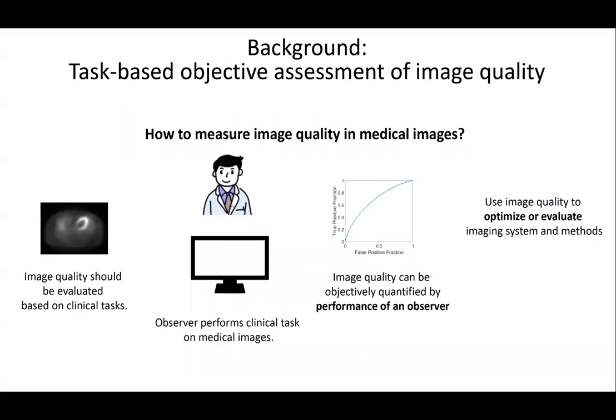How do we measure image quality in medical images? In medical imaging, images are acquired for a specific clinical task. Thus, image quality should be evaluated based on the clinical task. An observer usually performs a clinical task on medical images. For example, the observer can be a human observer or it can be a computer algorithm. Image quality can be objectively quantified by the performance of an observer. And we can use this image quality to optimize or evaluate imaging systems and methods.